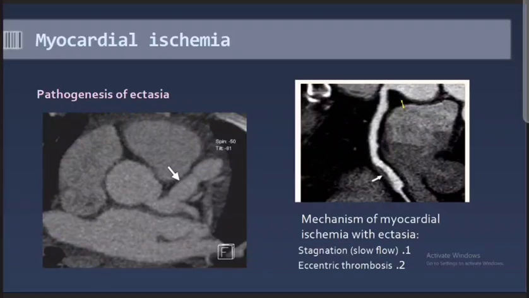The second pathology that occurs is that dilatation of the artery is associated with slow flow and stagnation, and this will promote thrombosis at the wall. And so the ectasia is an atherosclerotic process, but the deposition of fat is in the media, not in the subintimal space. And the mechanism of ischemia is slow flow and thrombosis at the wall of the artery.